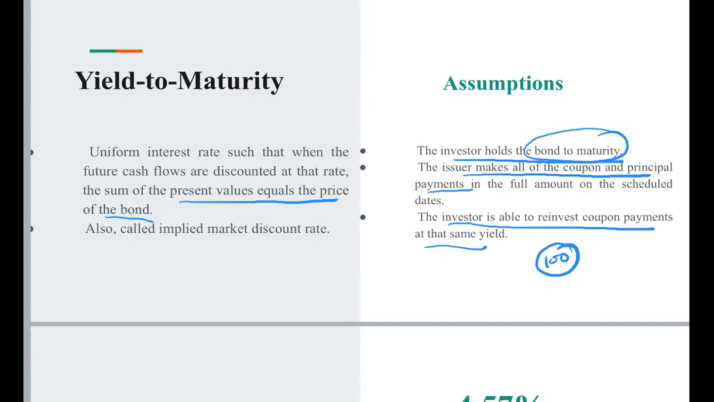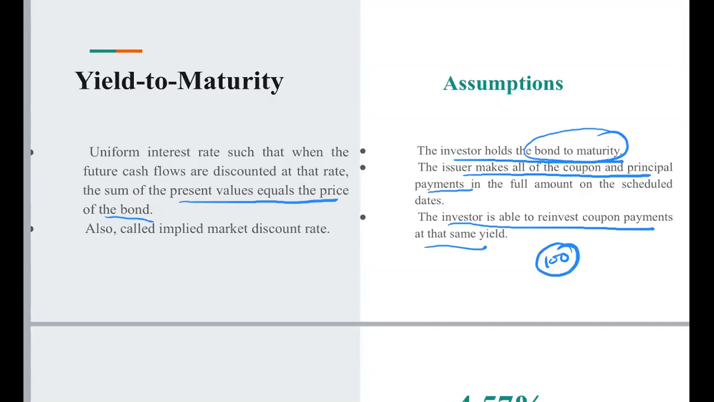So if they sell the bond in the market before the maturity, then the price depends on the then market discount rate. So that price might be lower or higher depending on how the interest rates will move in the future. Also, there are some risks that the issuer might default. So the investor might not get the coupon and principal repayment on time or in the full amount.